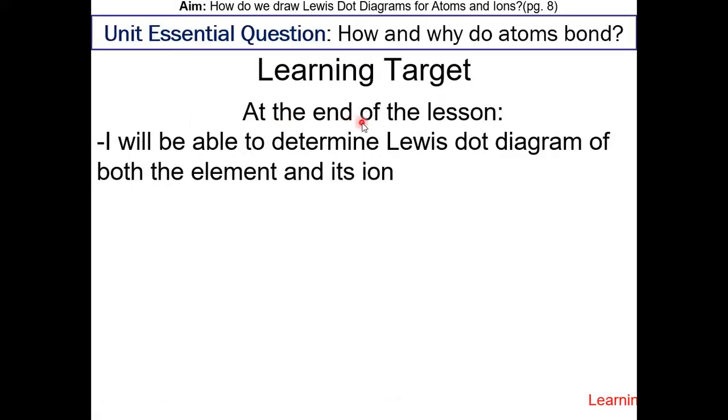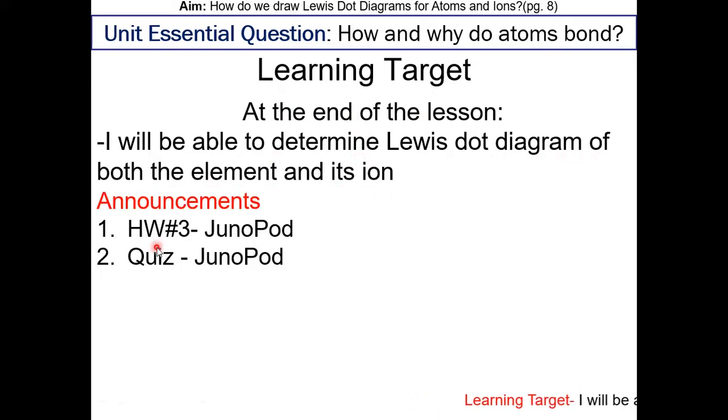Learning target. At the end of the lesson, I'll be able to determine the Lewis dot diagram of both the element and its ions. There'll be a homework number 3 Junipod based off this lesson. There'll also be a quiz Junipod based off this lesson and the previous 2 PowerPoints.